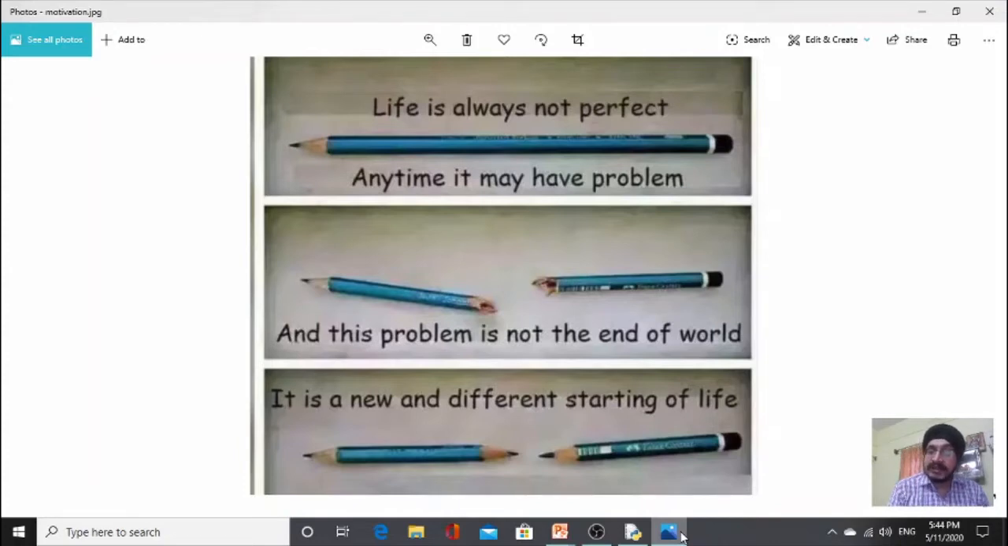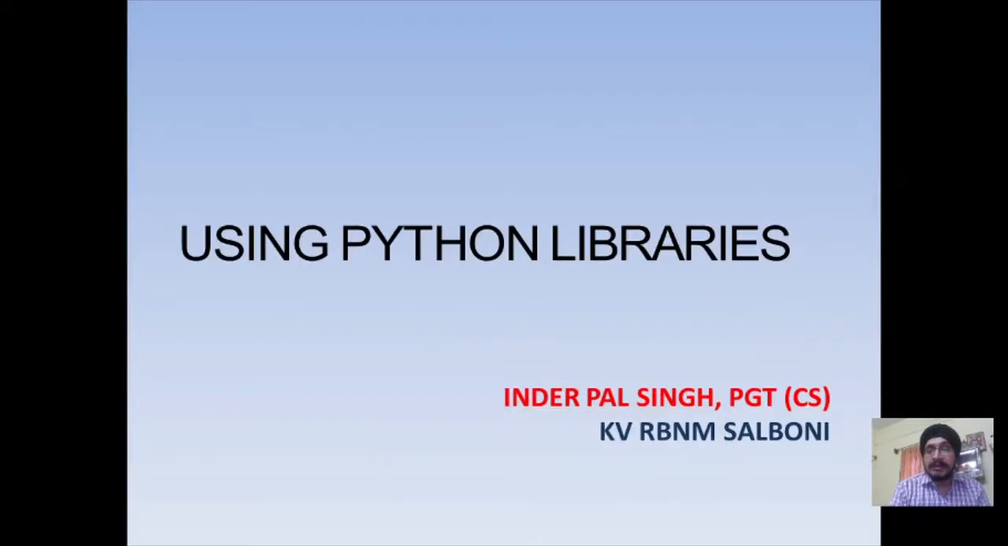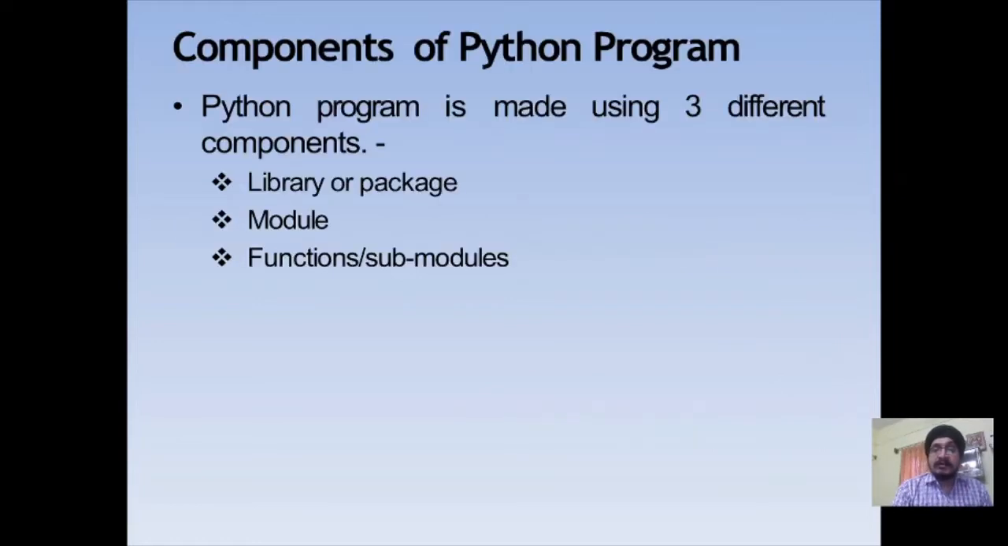And now with this excellent thought, we start today's session and we have to learn Python libraries. So the chapter is Using Python Libraries. Now, before learning this chapter, we need to understand there are three different components of a Python program: library or package, module, function, or submodules. We'll learn each and every part in detail.